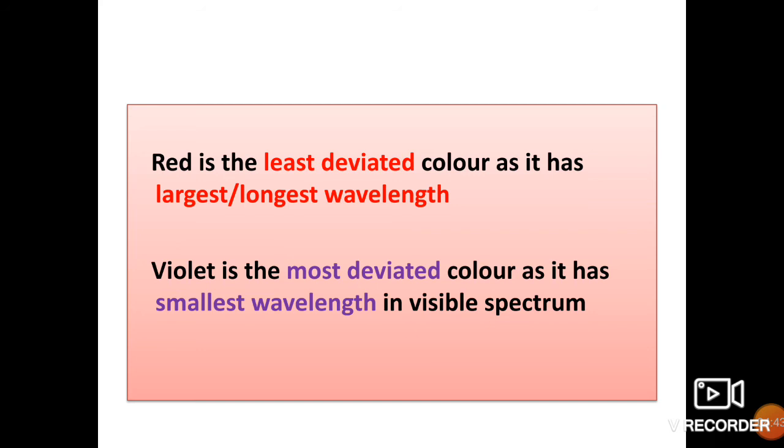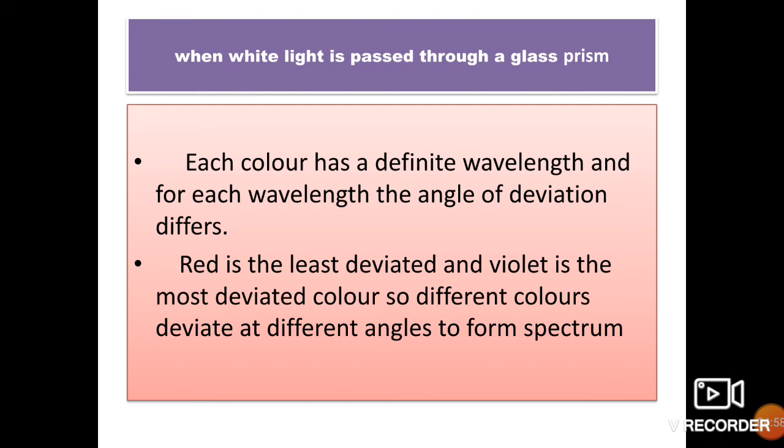Here red is the least deviated color and it has the longest wavelength, and violet is the most deviated color and it has the smallest wavelength in the visible spectrum.